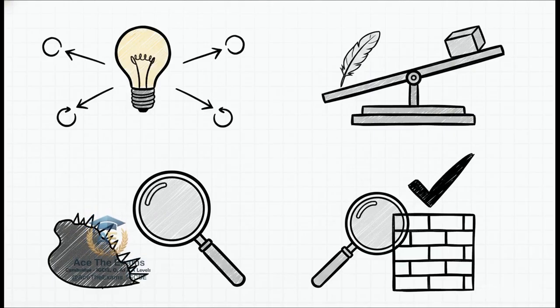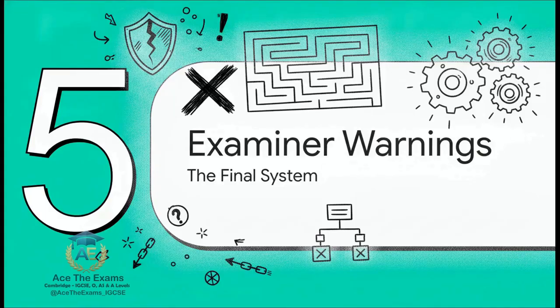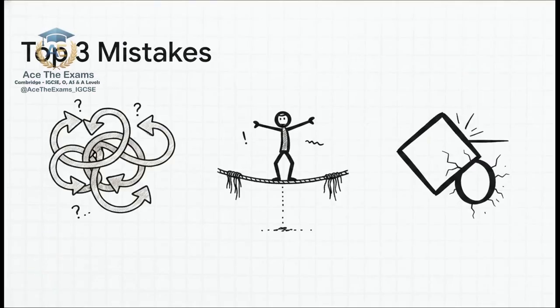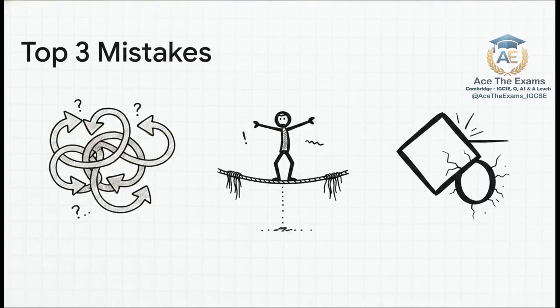If you can confidently hit all 4 of these bullet points, your algorithmic evaluation will be completely flawless in the eyes of the examiner. Act 5, Examiner Warnings. This is where we lock in the final system. Consider this your ultimate examiner's playbook. We have reviewed the winning strategies, but now we must confront the pitfalls that destroy grades.